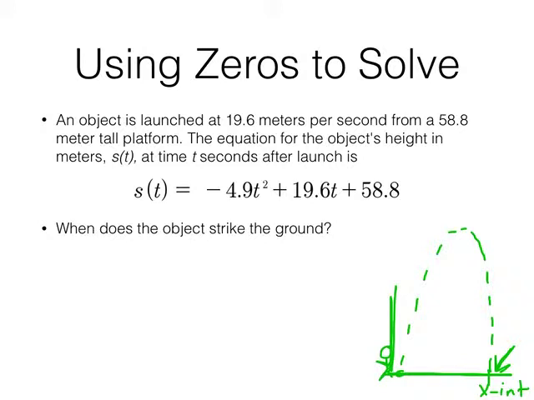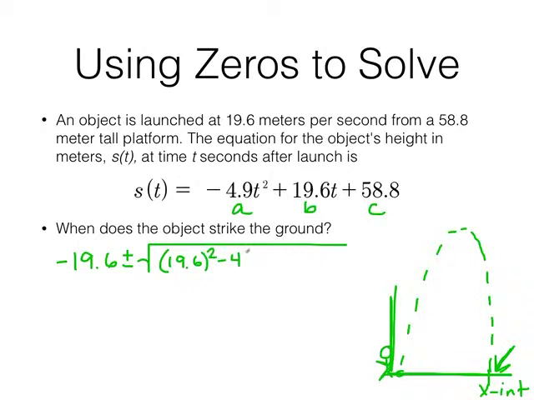The question is, when does the object strike the ground? Now we want the x value, which is time. In this case, t value, because it's s and t. The t value, when the ball hits the ground, is the x-intercept that is further to the right. Okay, or the intercept, I should say, that is further to the right. So we need the 2 zeros. Let's find them. We're going to use the quadratic formula, A, B, and C. So the opposite of B plus or minus the square root of b squared minus 4 times a times c, all over 2 times a.